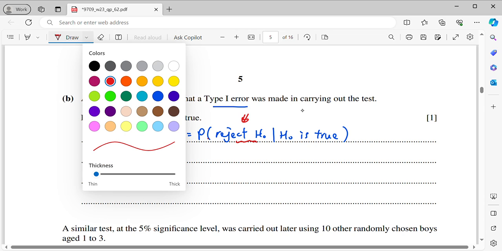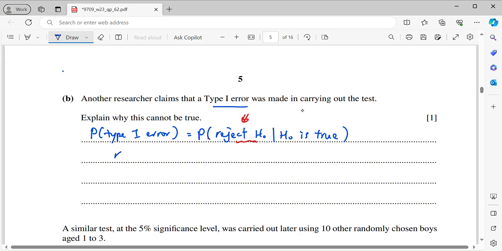Alright, so the reason is, the conclusion is H0 was not rejected. So that means we cannot calculate the type 1 error. Alright, so that's the reason for this question.